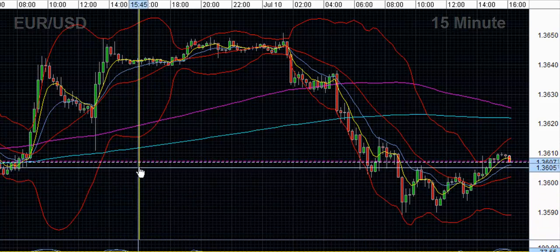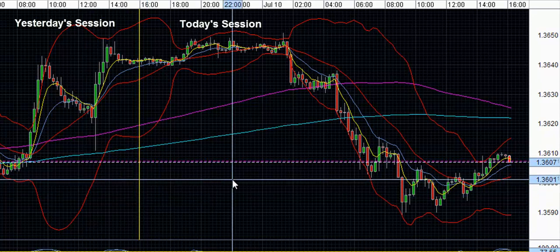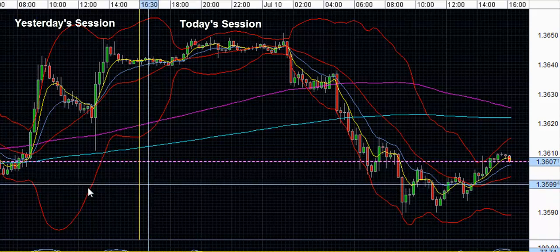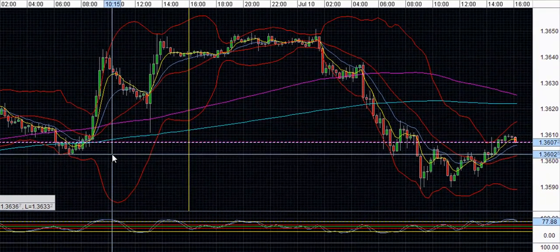As you can see, this yellow vertical line divides yesterday's trading session from today's trading session. And as you can see, for the past two trading sessions, there's been a surge in volatility compared to how things were prior to Wednesday, which was yesterday's trading session.